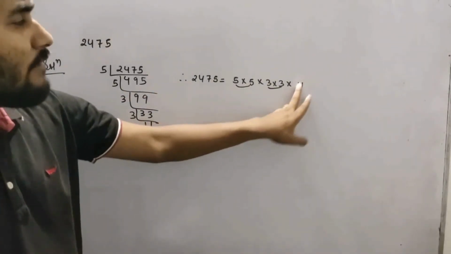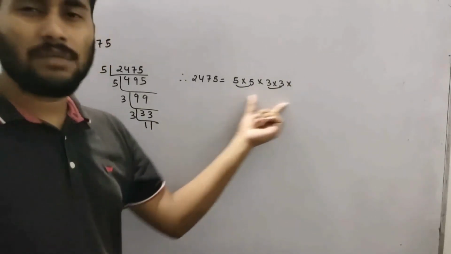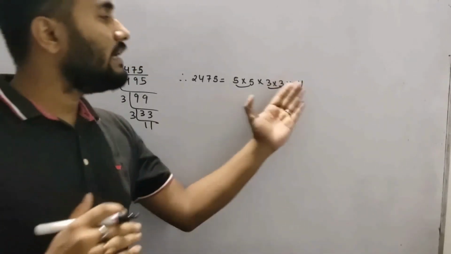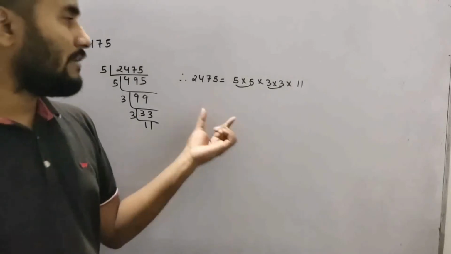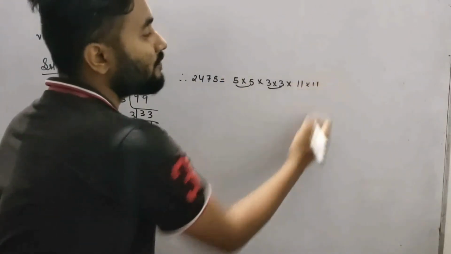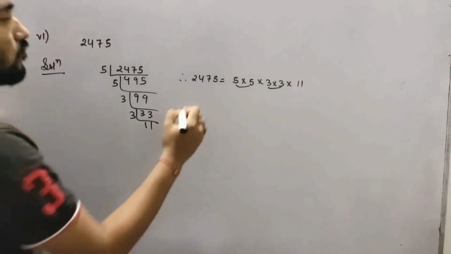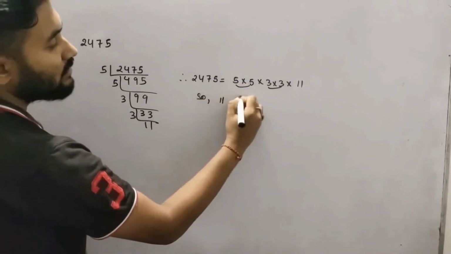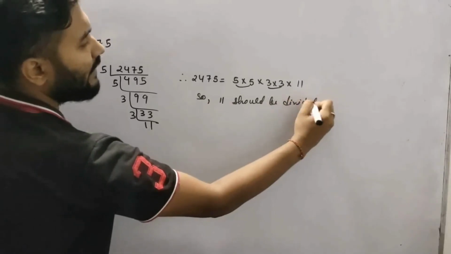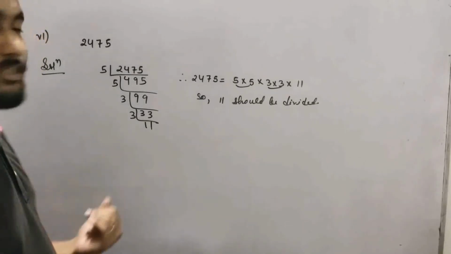Now if this 11 would not have been there, then this is a perfect square. So what should be divided? 11 should not remain here. So the answer is, 11 should be divided. And if we want to multiply, what should be multiplied? Only 11 should be multiplied. Understood? So the answer remains the same: 11 should be divided. First part done.